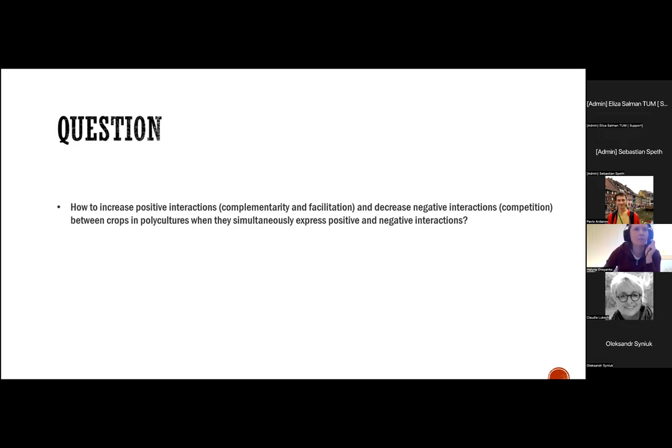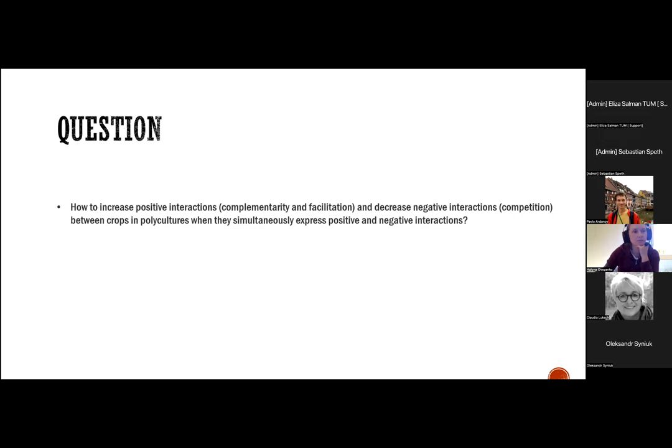Maybe plant them at different times. Thank you very much, Helena. This is a good idea. You can design a double cropping system, growing two harvests in one year, or a rotation system. And this is a separation between crops in time.